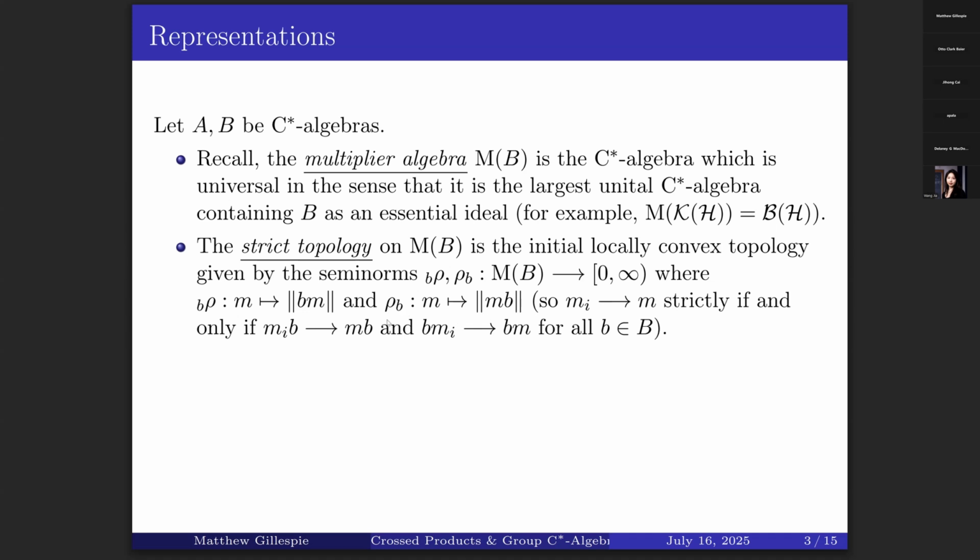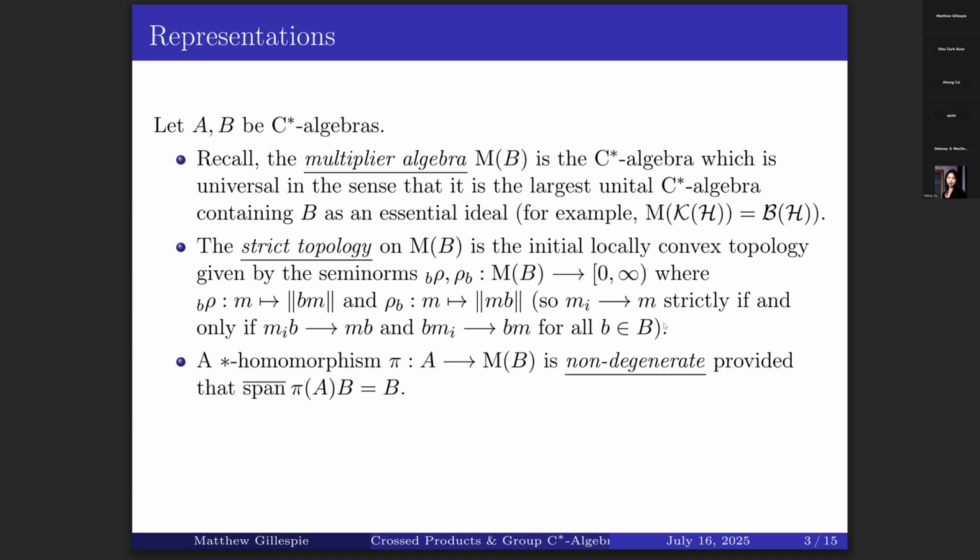And so since this is the initial topology, that is the weakest topology making these maps continuous, convergence of a net of multipliers in this topology simply means that m sub i times b, that is right multiplication, and left multiplication by elements of the C-star algebra B, these nets have to now converge in norm in the C-star algebra B, right? Because when I multiply one of these multipliers by an element of B, it has to land back in B, because B is an essential ideal of its multiplier algebra. So this is a very common topology that'll be used a lot, and the reason we care about this will be relevant in the next slide.